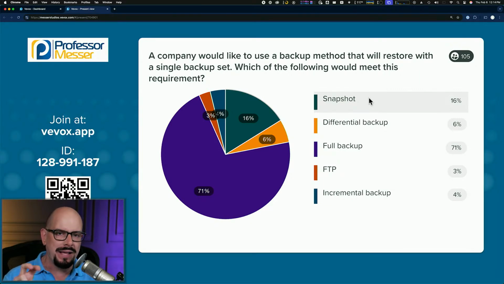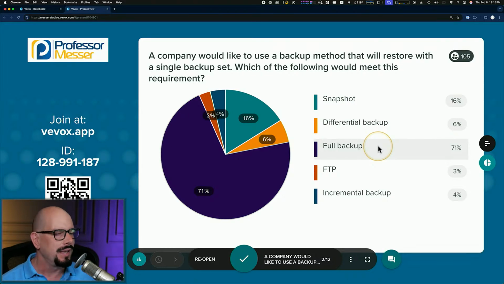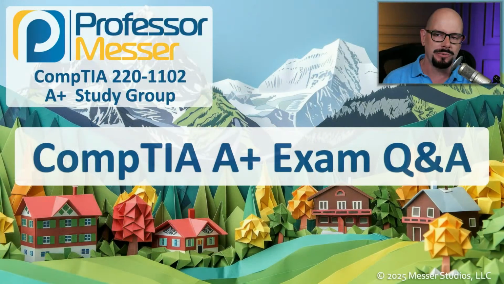It's not really a backup set, although it is very easy to restore using a snapshot than any of these other methods. Very, very fast and very, very easy. And if you're not using snapshots for your virtual machines, you should be doing that already. It's such a simple way to back up your system and very, very quickly restore to where that was. But in this case, the only option that makes any sense is the full backup, and 71% of you got that one absolutely correct. Well done.